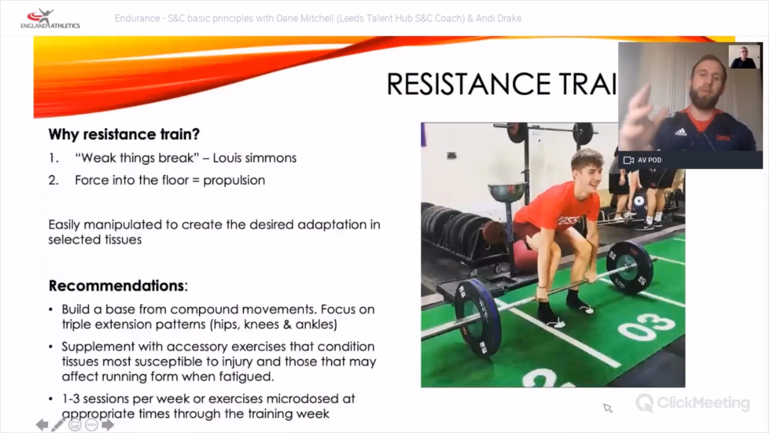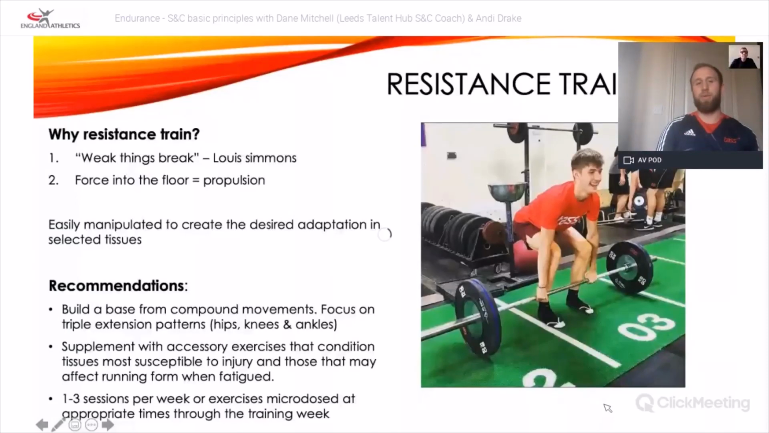Okay. So why resistance train? I did talk a little bit about why I do S&C. So basically, weak things break. I love that quote. It's not my quote, I wish it was. Weak things break, okay? So a weak tissue, a weak tendon, ligament, cannot endure repeated stress as well as a stronger tissue, okay? Simple as that.